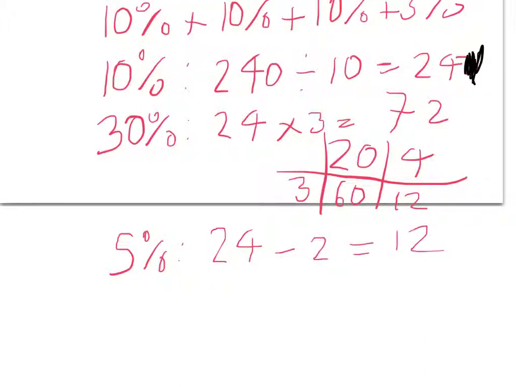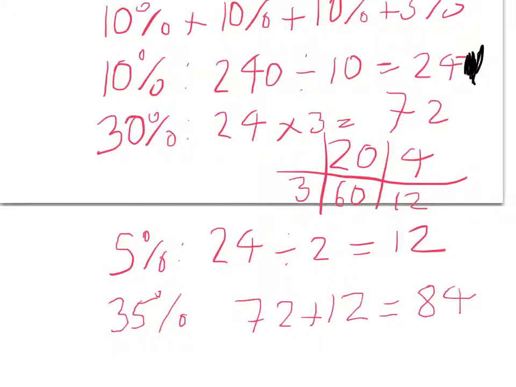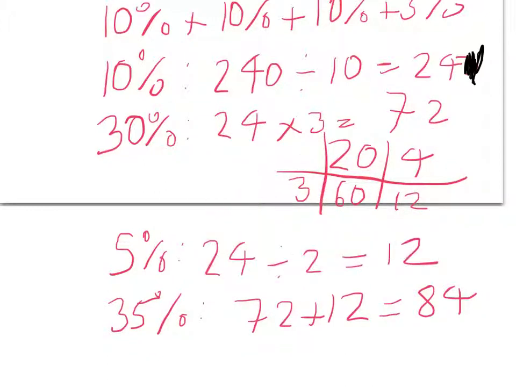And finally, to find 35%, we need to add our 30% and our 5% together. So 35% is equal to 72 plus 12, which is 84. So 35% of 240 is 84.